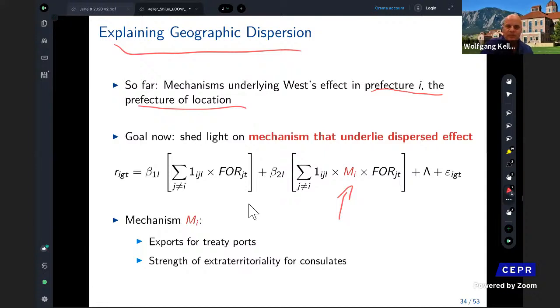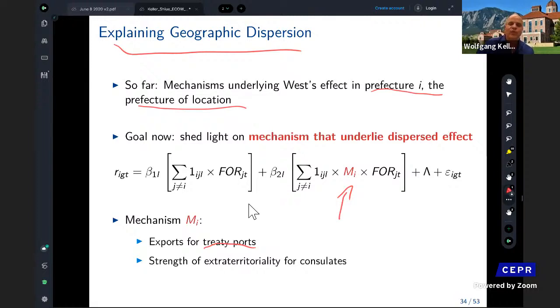Okay, and so the two mechanisms that we're going to focus on are exports in the case of these dispersed treaty port effects, and we're going to look at the strength of extraterritoriality for these consulate effects that we're estimating.